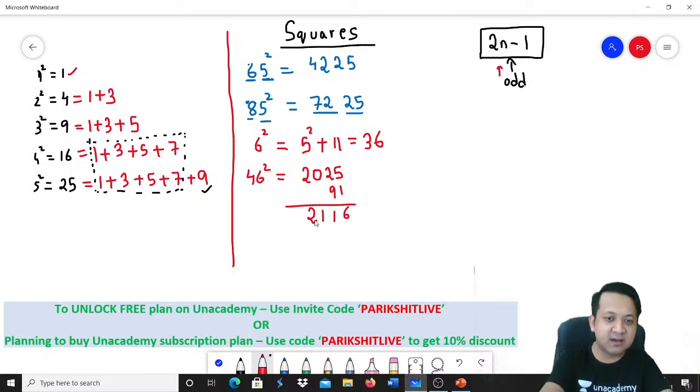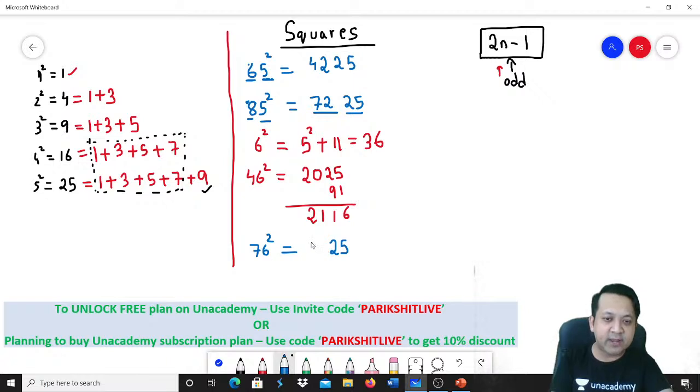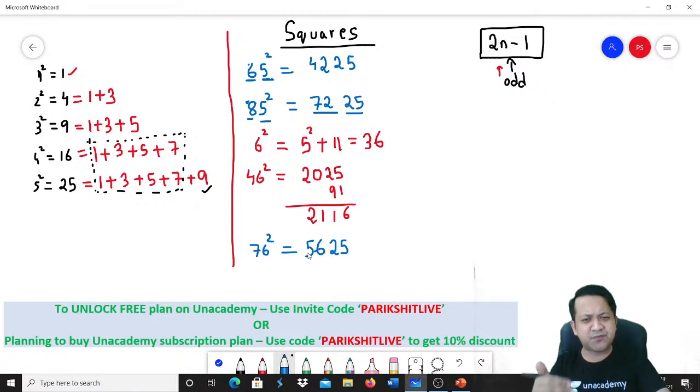I hope this is clear. Let's take another number, let's say 76 square. How will you find out 76 square? Very easy. 76 square will be the same as 75 square, but one extra term. What is 75 square? Remember the shortcut for 5 square? 5 square is 25, and the tens digit is 7, so you multiply with the next number. 7 into 8 is 56. So 75 square is 5625.